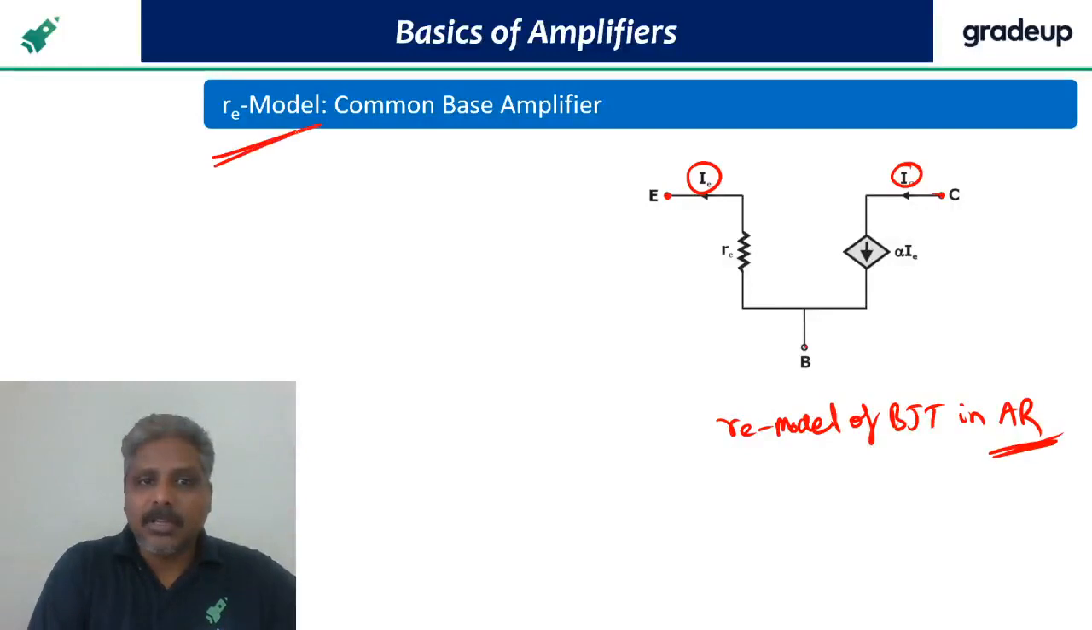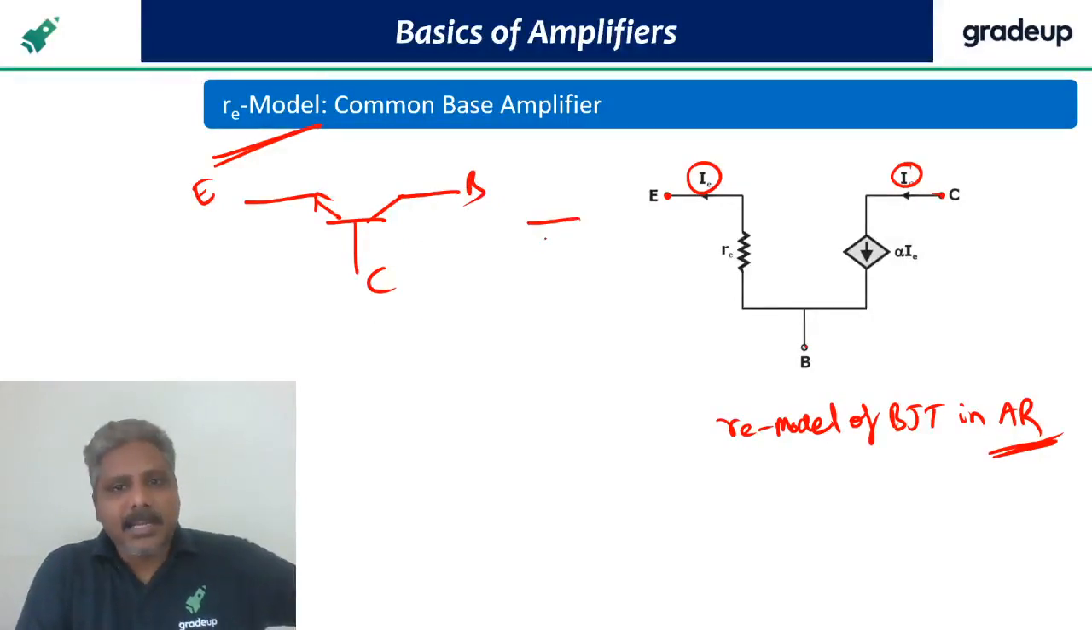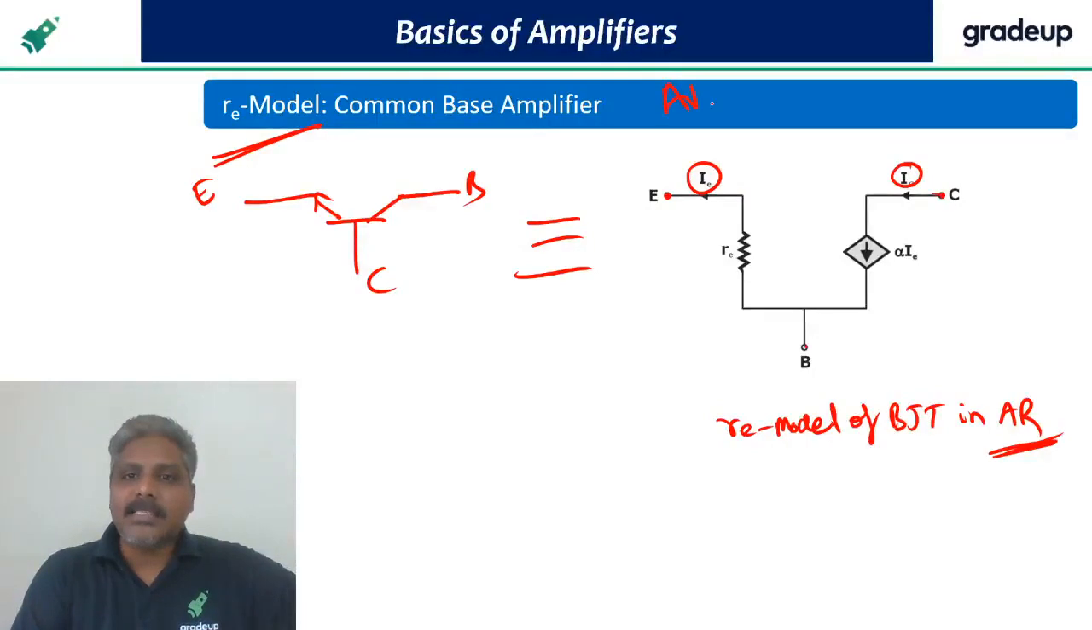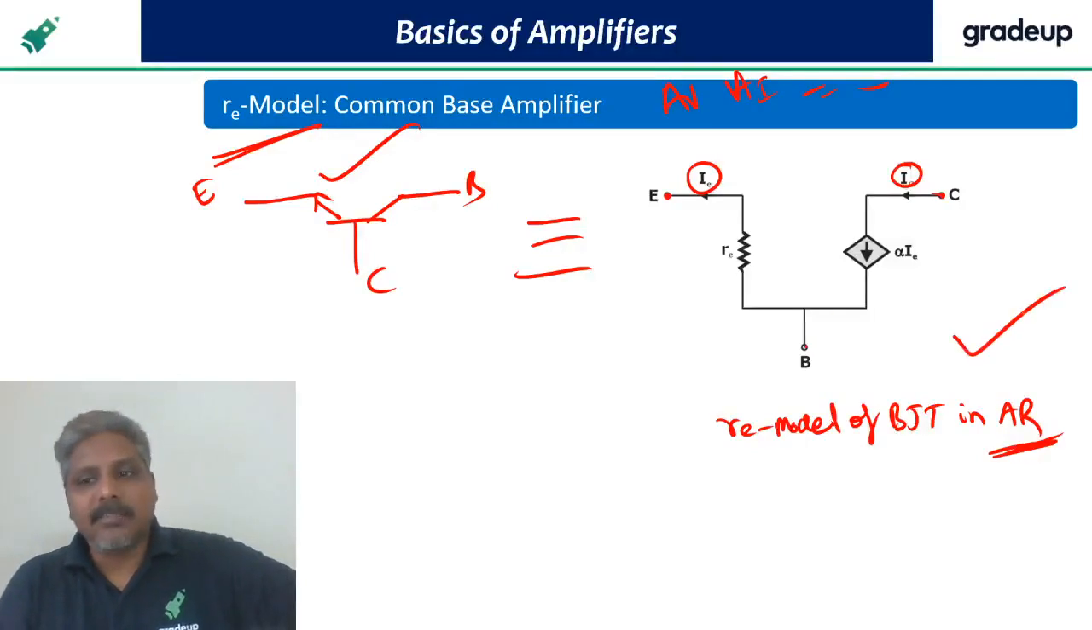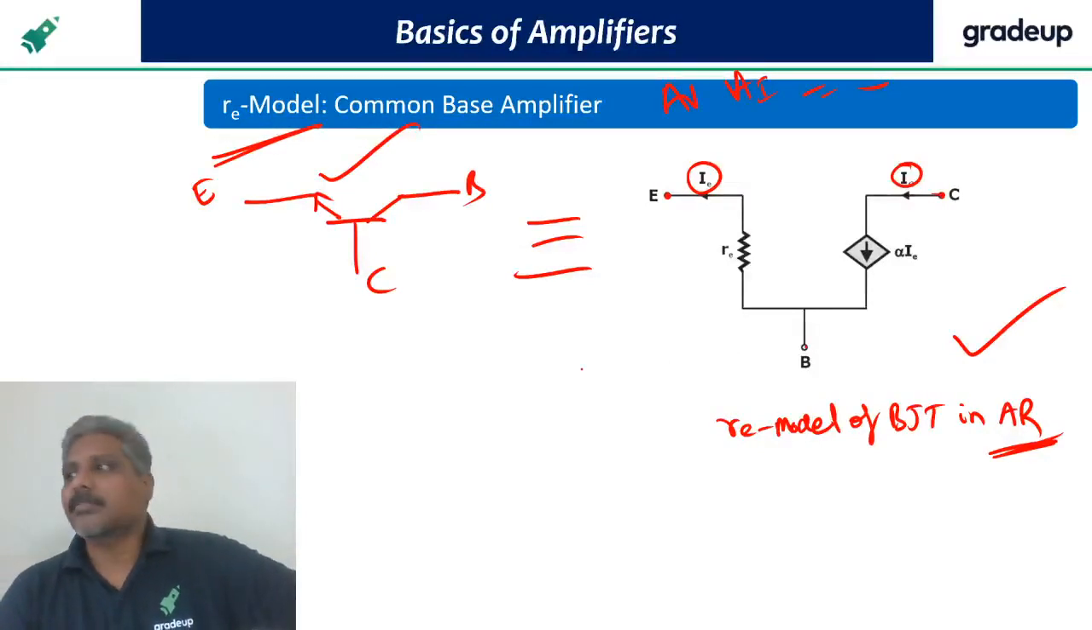Got it? What does RE model mean? That means whenever I have a BJT connected in common base like this, emitter, base, collector, I can replace the transistor with its equivalent model for analyzing AV, AC, AI, etc. I can replace it like this so that I can find the values. This is just for finding the values in an amplifier circuit.